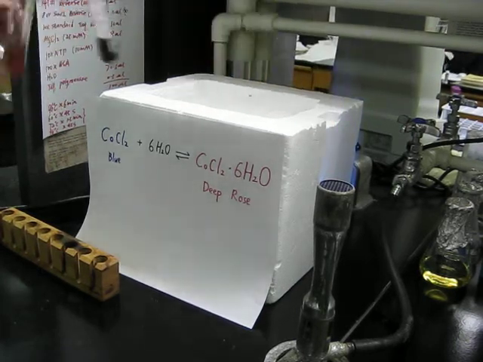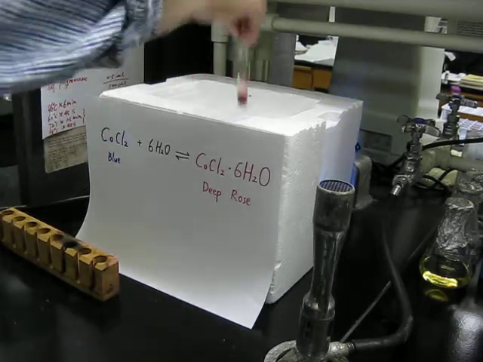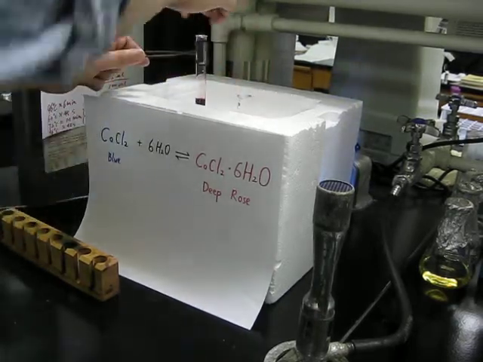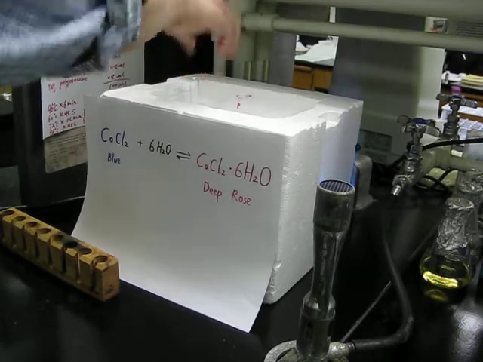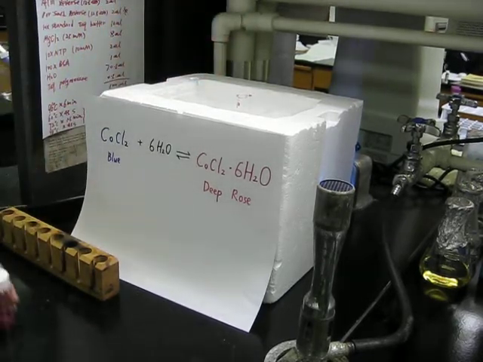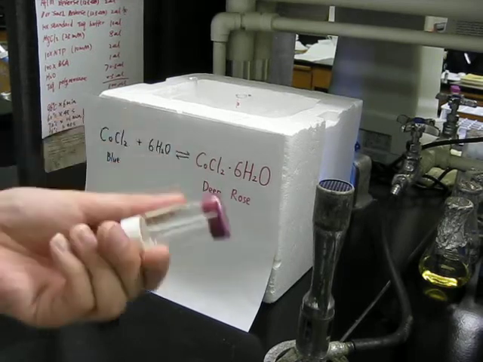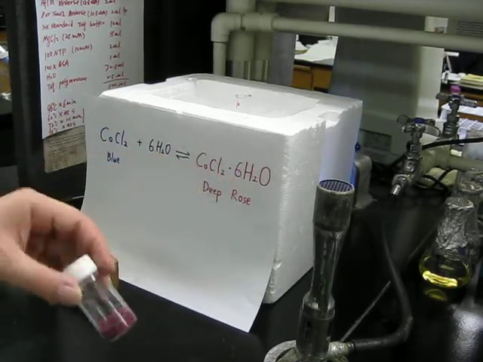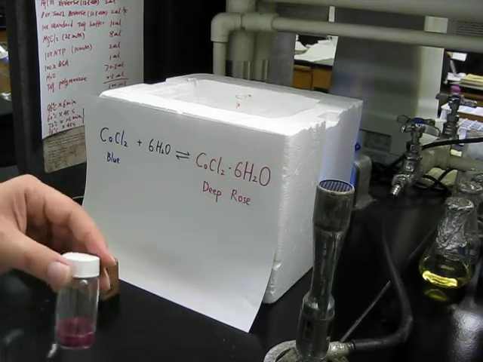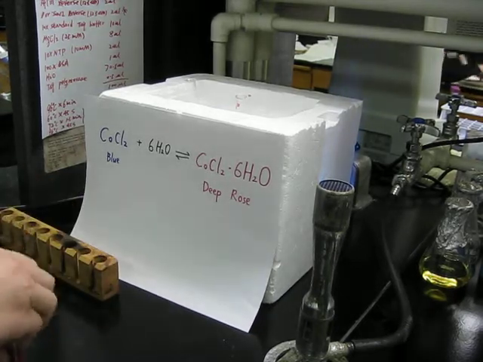Okay? So if I put both of them in the ice, you will see what happened after a while. Okay, we can wait for a second. Now let's look at a solid sample. Okay, so this one is cobalt chloride with hydrate water. It's deep rose. So what happened if I heat it?